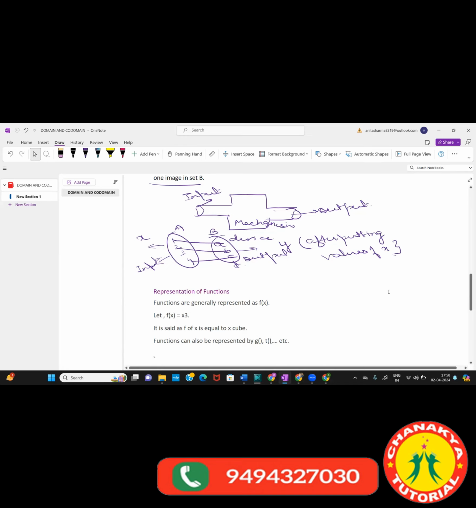See, you can think of a function as a mechanism or a device which gives a unique output to every input. Clear, beta? Because if you are giving any input, you will get only a single output. Clear, Dhanunjay?